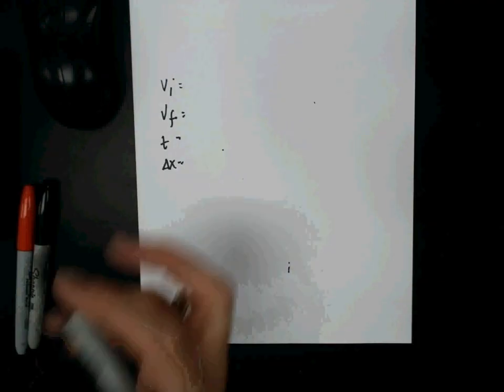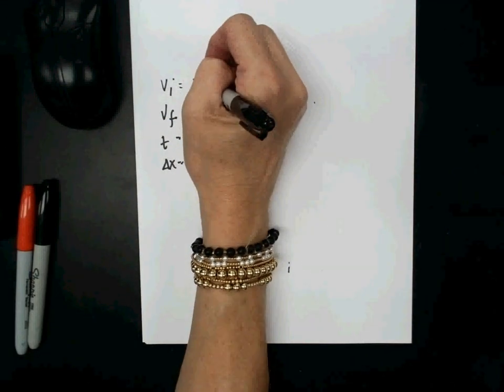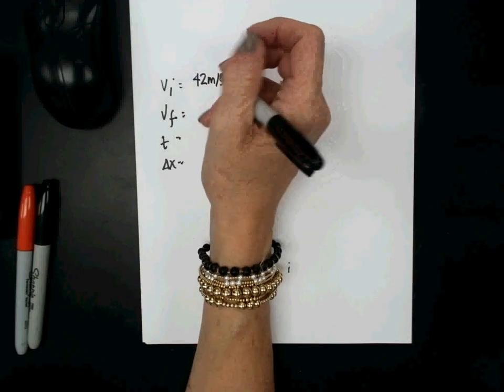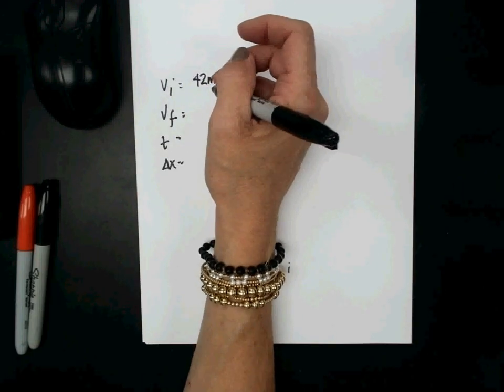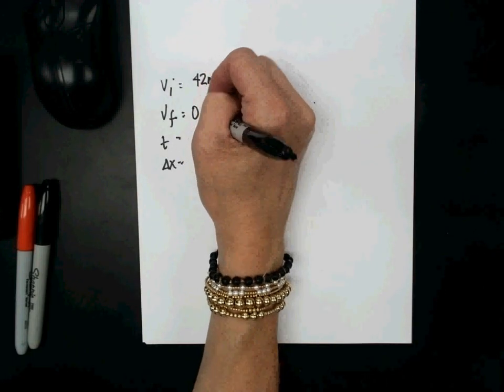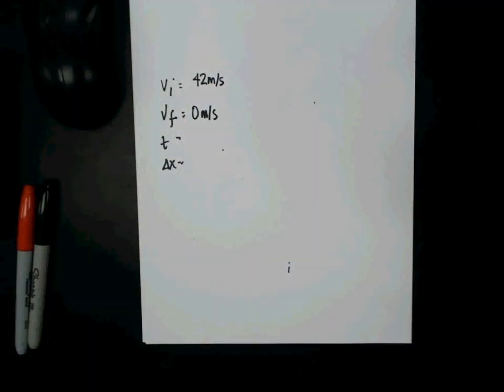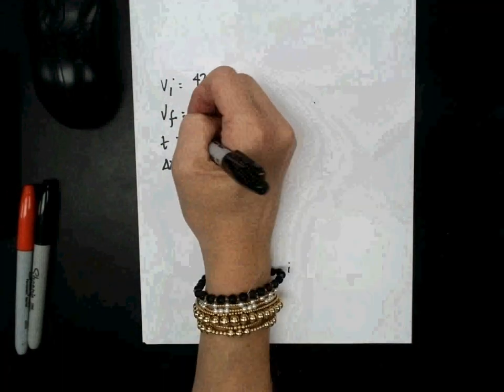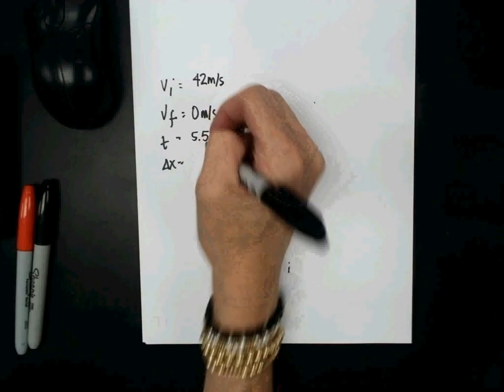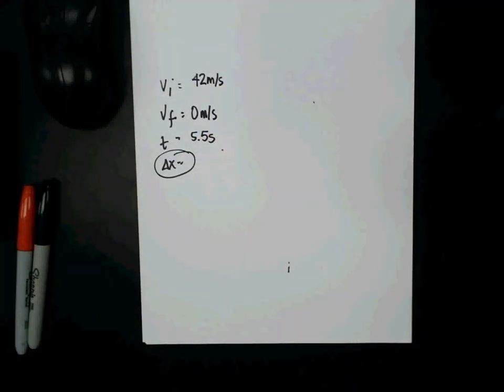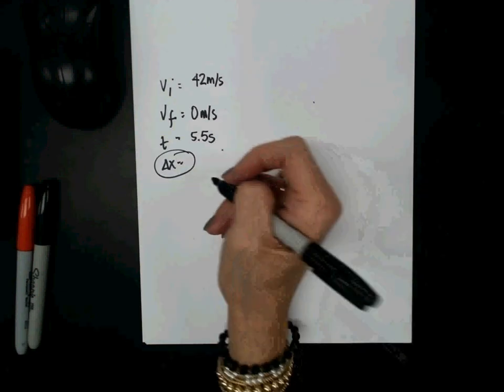Do I have a vi? What is it? 42 meters per second. What am I doing in the end? Do I have a vf? 0. And what time does this occur over? I think I read that. 5.5 seconds. So we're looking for delta x. What a surprise, since we just had a formula for that. So let's put our formula down.